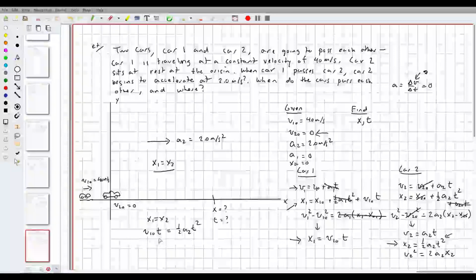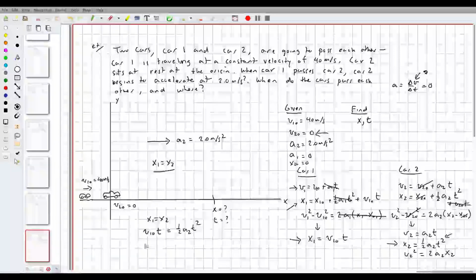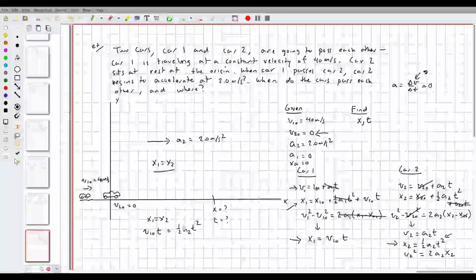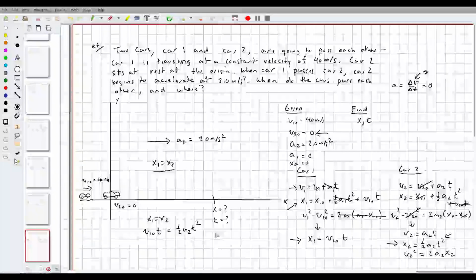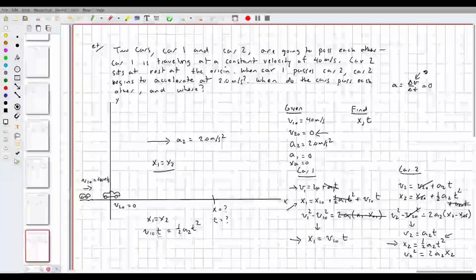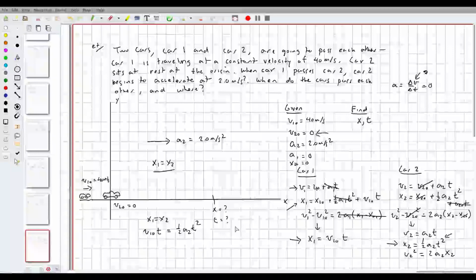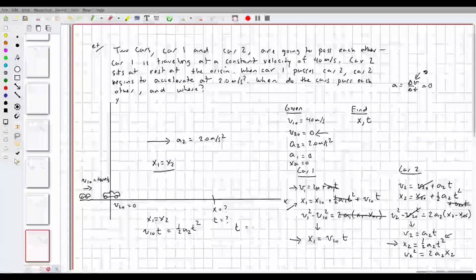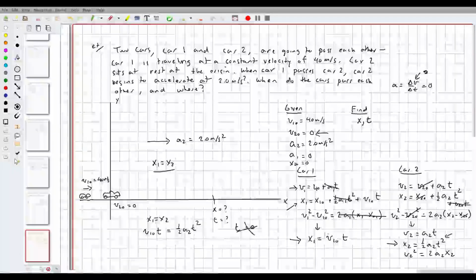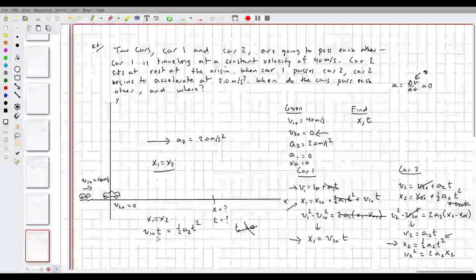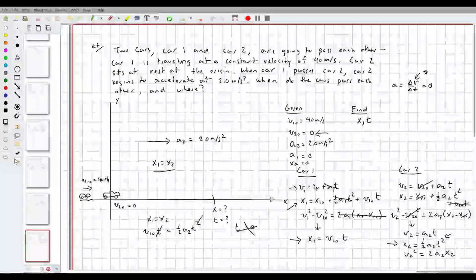So at time t is equal to 0, these sides are equal to each other. But that's a nonsense answer. We already know that. So we don't care about that being a solution. So it's obvious that when t is equal to 0, that's a solution, but that's not what we want. We don't care about that. So this will cancel out that right there.